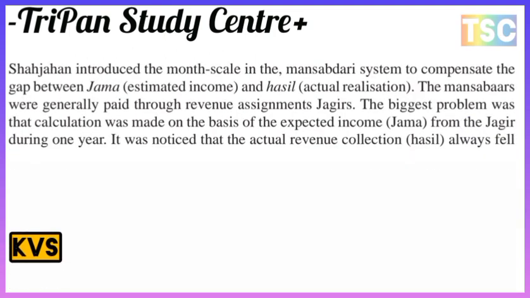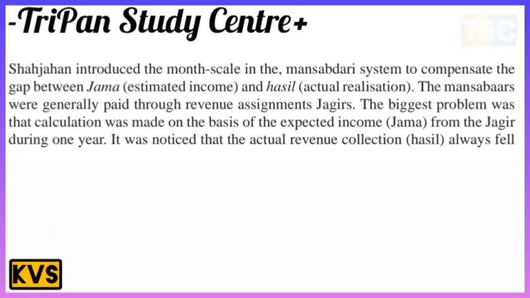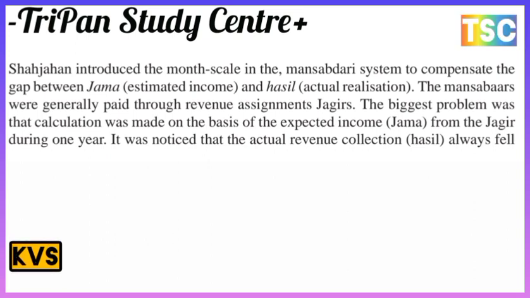Shah Jahan introduced the month scale in the Mansabdari system to compensate for the gap between the Jama, the estimated income, and Hasil, the actual realization. The Mansabdar was very generally paid through a revenue assignment, Jagir. The biggest problem was that the calculation was made on the basis of the expected income, the Jama of the Jagir, during one year. It was noticed that the actual revenue collection, the Hasil, was far lower.